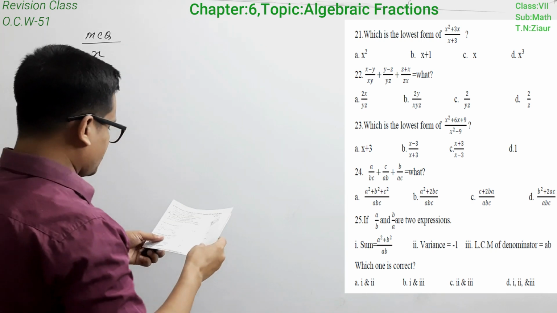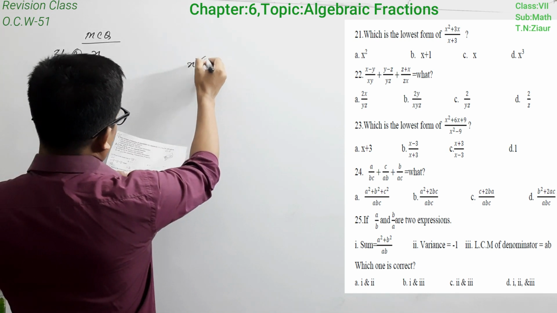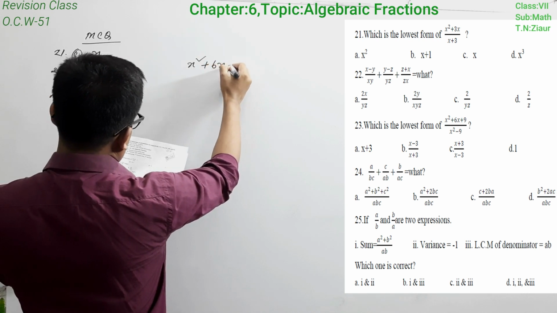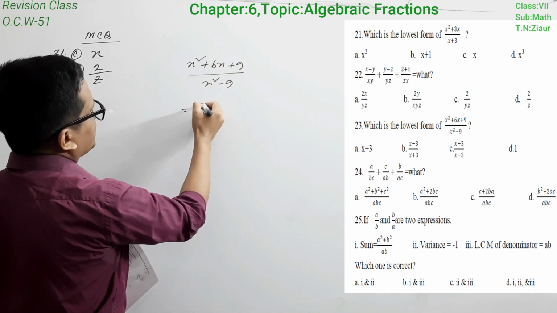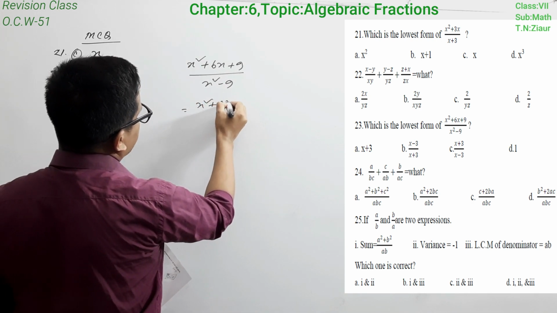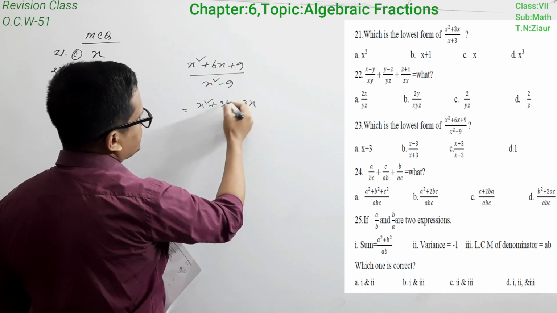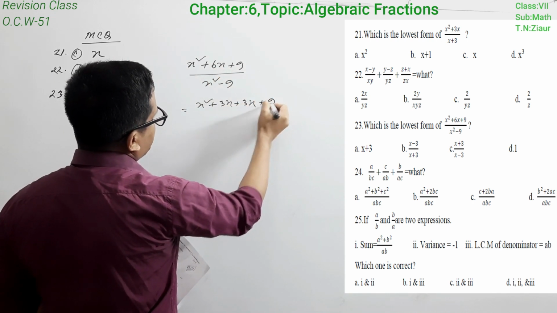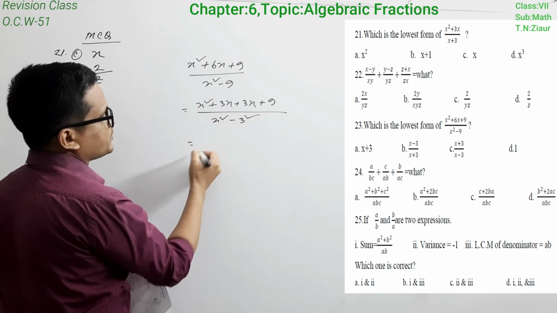Now 3 number, which is the lowest form. If you want to find the lowest form, what will you do first? First you have to find the factor of this expression, x square minus 9 is given. So 3 3 are 9, so x square plus 3x minus 3x. If you add 3 and 3 you get 6x, and if you multiply 3 and 3 you get 9. So it will be a square minus b square. This is the formula, a square minus b square, right?